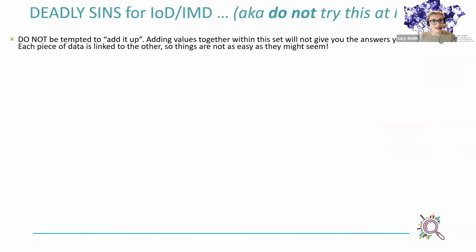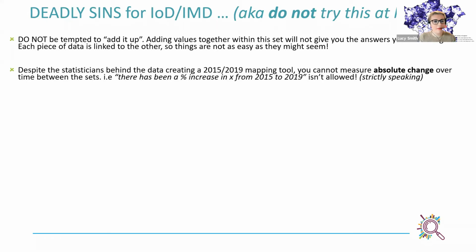So deadly sins for the IOD: do not be tempted to add it all up. Quite a simple one, really, because there's so much process behind the set. Don't try and make it even more complicated by doing maths, because the outputs won't be correct. And despite the statisticians actually creating a 2015-2019 mapping tool, which we'll cover a little bit later, you can't measure absolute change over time between the sets. You can't say something like there's been a percentage increase of X from 2015 to 2019.